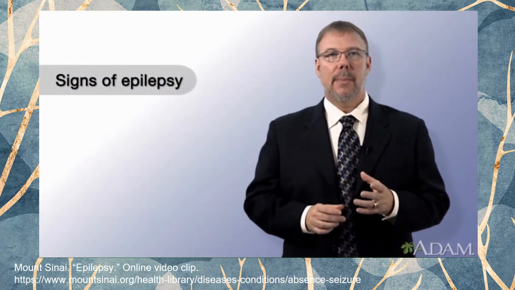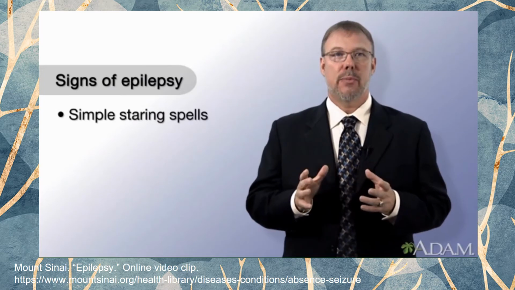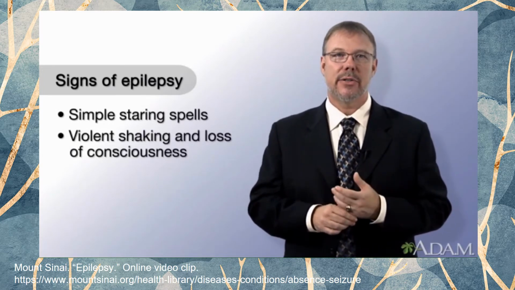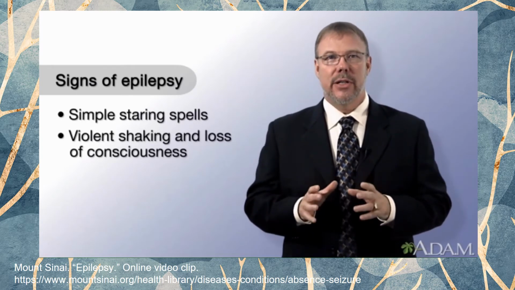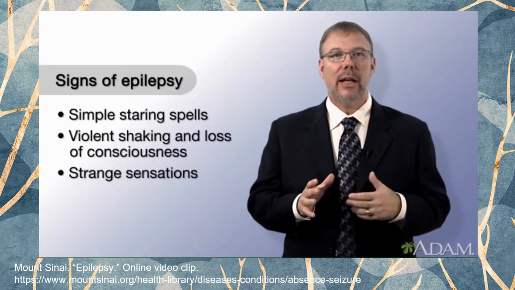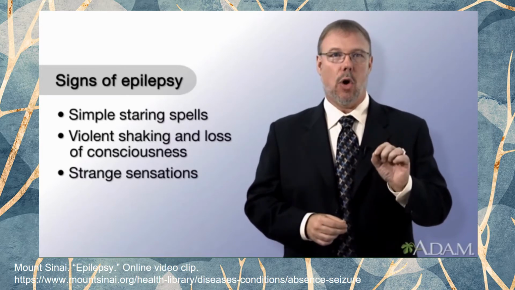Some people with epilepsy may have simple staring spells, while on the other end of the spectrum, others have violent, uncontrollable shaking and loss of consciousness. Before each seizure, some people have strange sensations, such as tingling, smelling an odor that isn't really there, or emotional changes. This is called an aura.